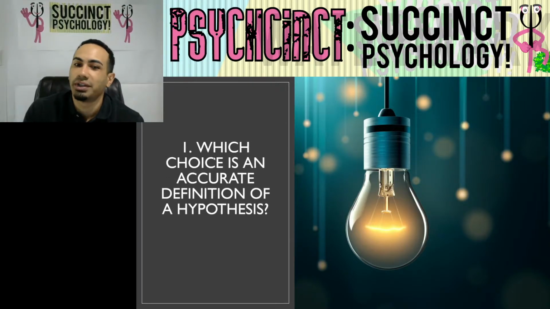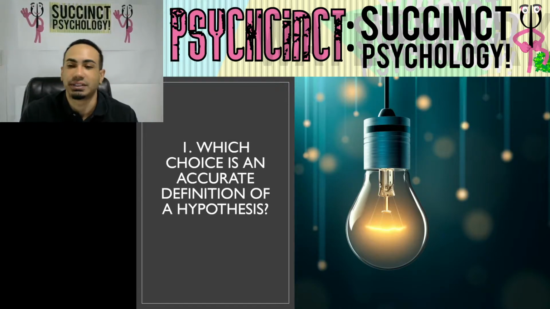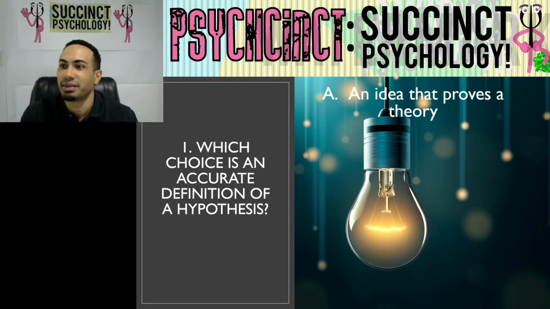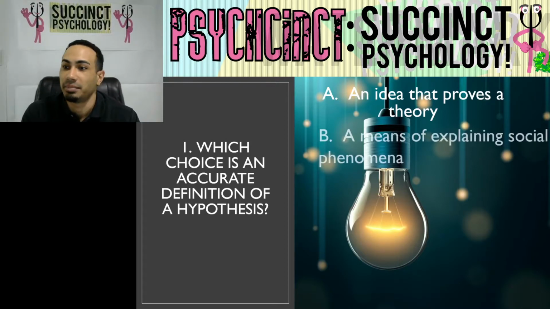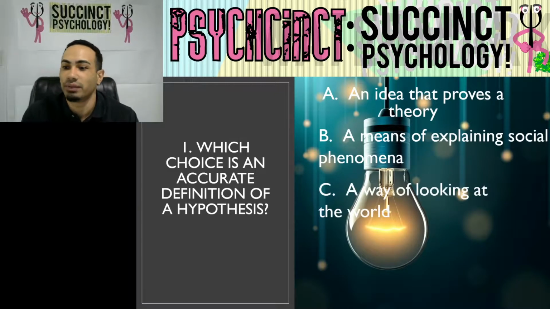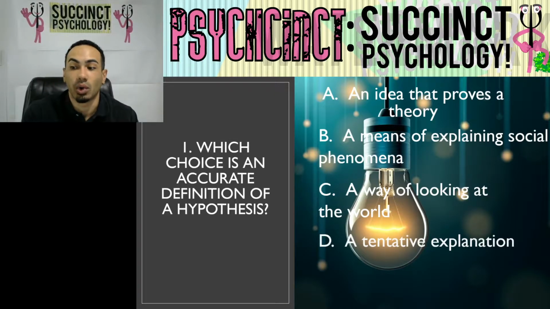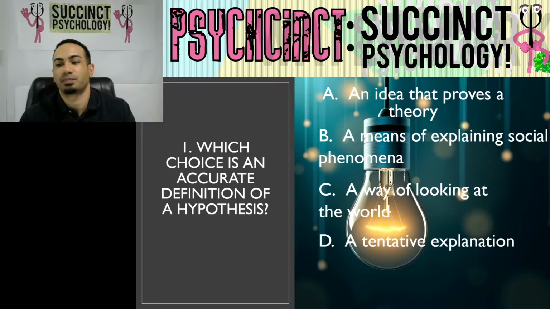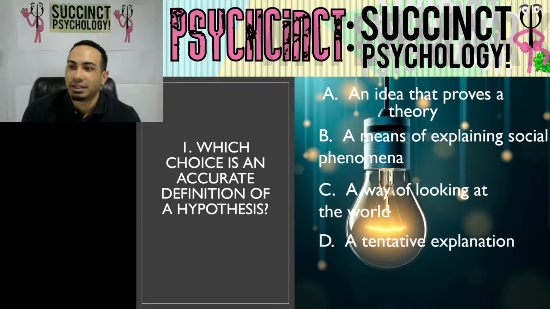Alright, which choice is an accurate definition of a hypothesis? A, an idea that proves a theory. B, a means of explaining social phenomena. C, a way of looking at the world. Or D, a tentative explanation. All right, give you a second to think about that. So an accurate definition of a hypothesis. You guys think. All right, well, if you guessed D, a tentative explanation, you guessed right.